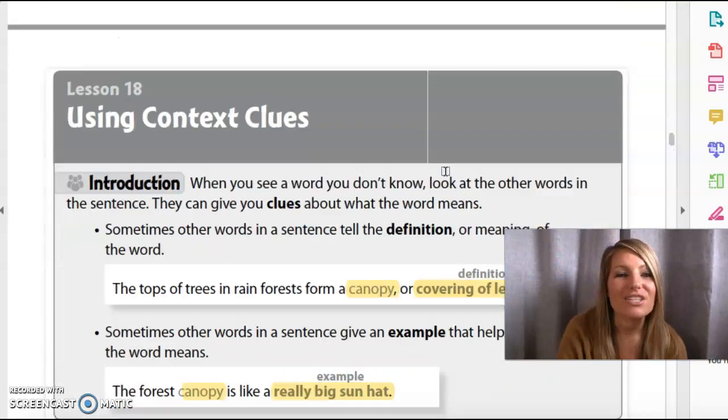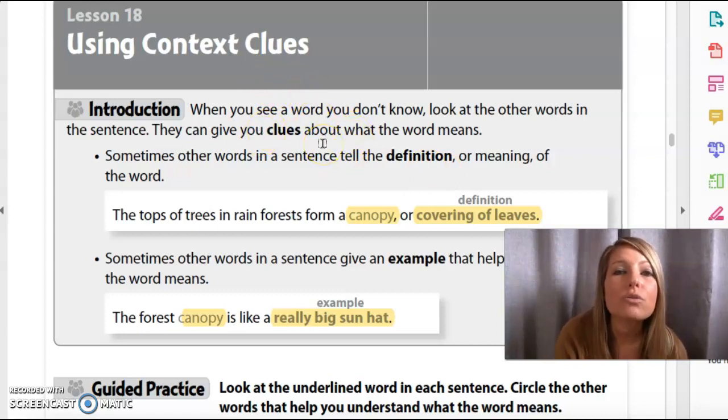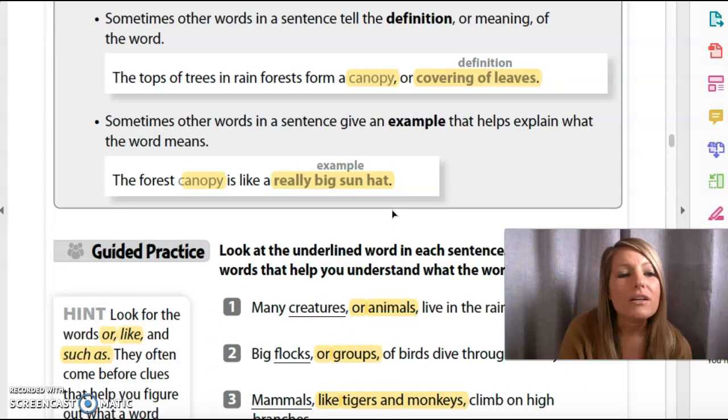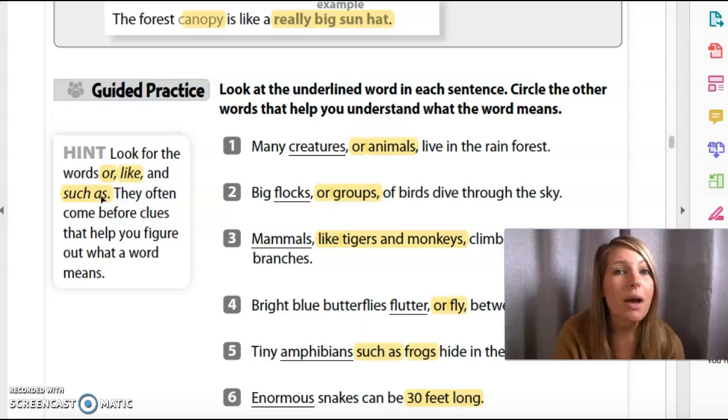All right, friends, just one more time. Today we worked with context clues. When you are unsure of what a word means, the great thing is you can look inside of the sentence for clues. Those clues will help you figure out what the unknown word means. There are some words that can also help us figure out what the words mean. If you see the words or, like, or such as, you know that the meaning or definition of that word might be close by.